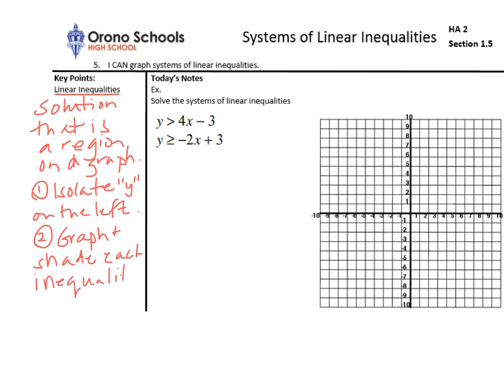You have a solution to the system if the shading overlaps. If the shading doesn't overlap, then there's no solution. So make sure that if there is a solution, it's visibly the darkest region in that set. The solution should be very clear.